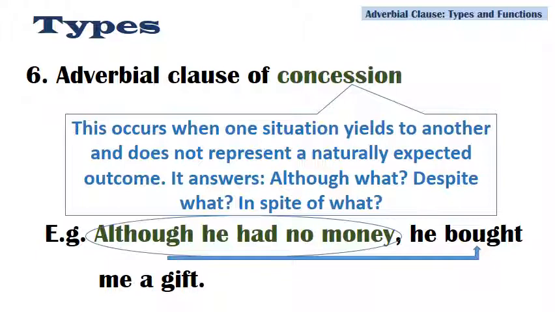Therefore, the questions that adverbials of concession focus on will be although what, despite what, in spite of what. As the example suggests again, although he had no money, he bought me a gift. He bought me a gift despite what? Although what? Although he had no money. So this is an adverbial clause of concession modifying the verb bought.